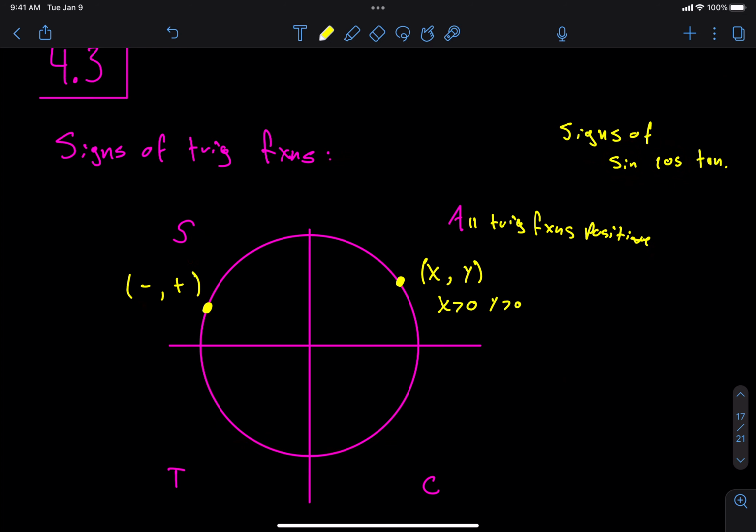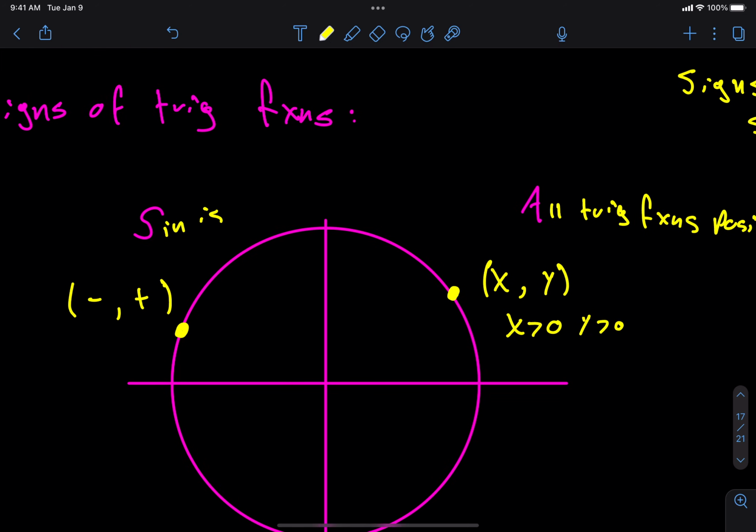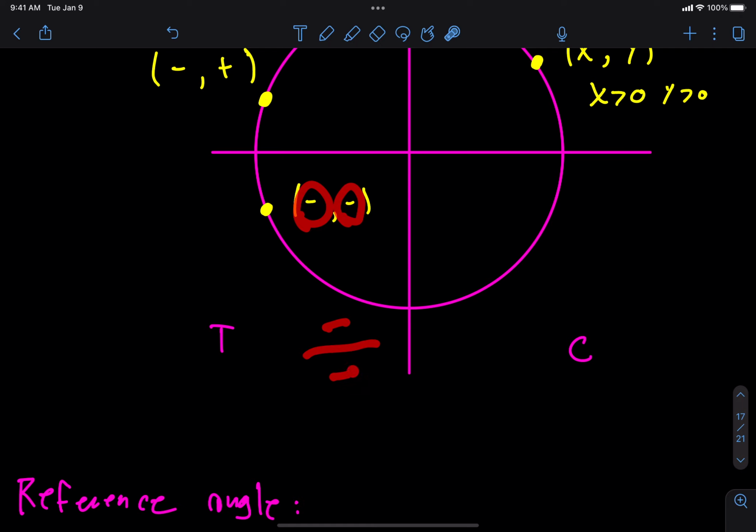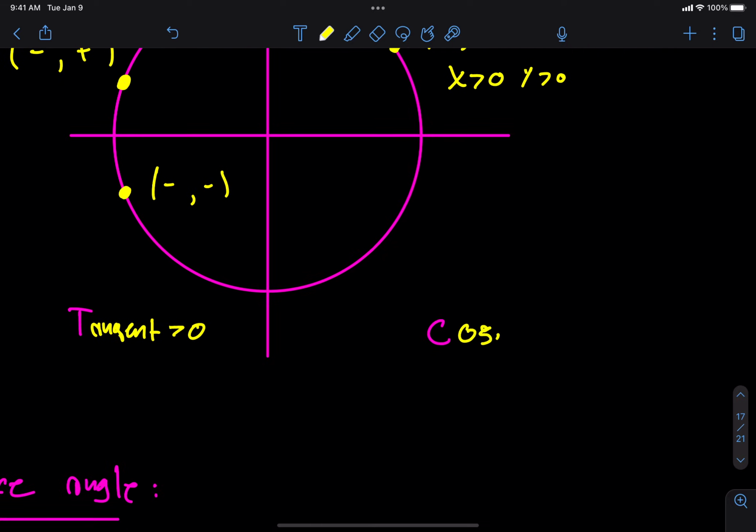So what does the S stand for? Sine is the only positive one. Okay, and T, what is it going to stand for? Probably tangent, right? Because what is this point going to be? It's going to be negative, negative. So the sine is negative. The cosine is negative. But if I take a negative number and I divide it by a negative number, I'll get back a positive number. So tangent is positive. And the last one is, of course, for cosine is positive because we're going to have positive, negative for our coordinates.